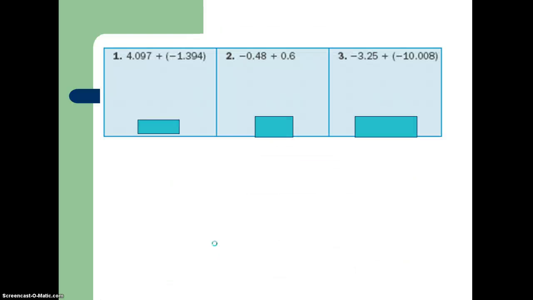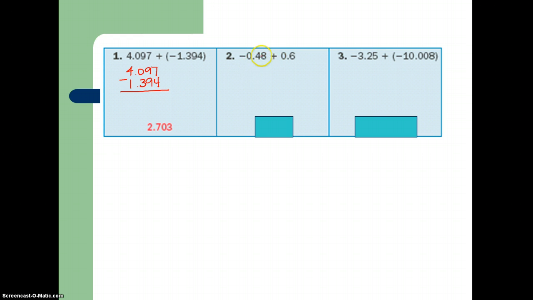Go ahead and try 1, 2, and 3. I will try to set the first ones up for you so you can figure it out. For example, number 1, different signs. So I'm going to put the bigger number on top, which is 4, because 4 is greater than 1. Line up the decimal point, and they're different signs, so I subtract. You end up with 2.703.